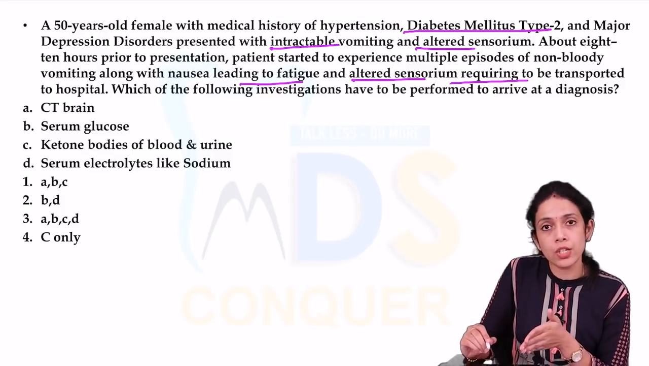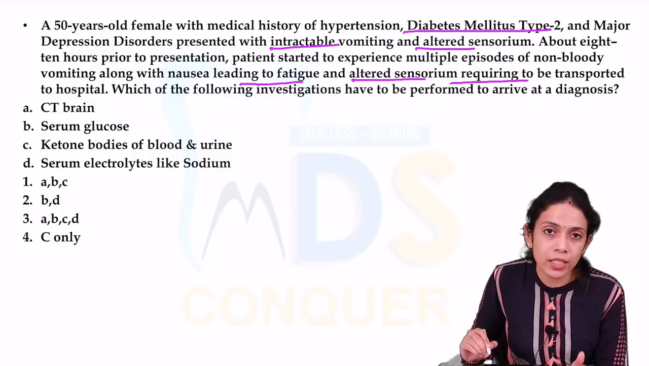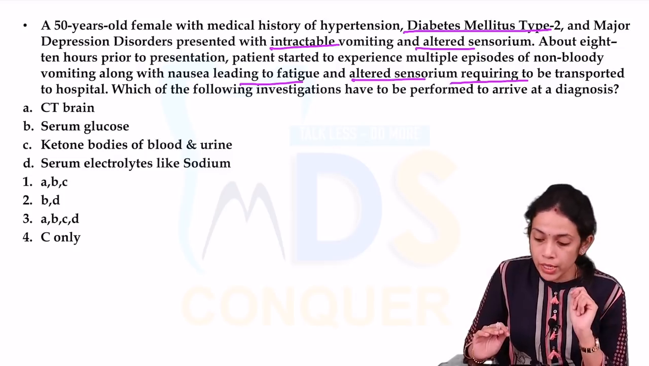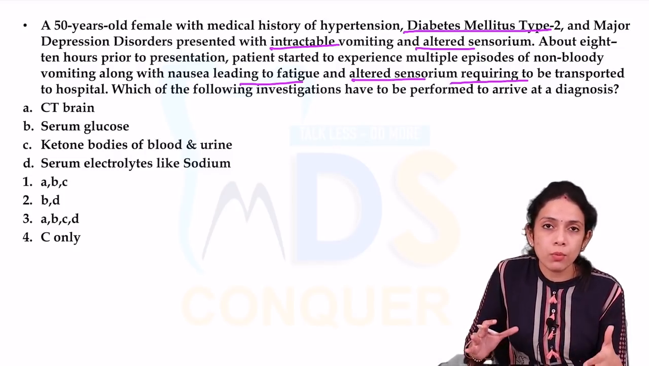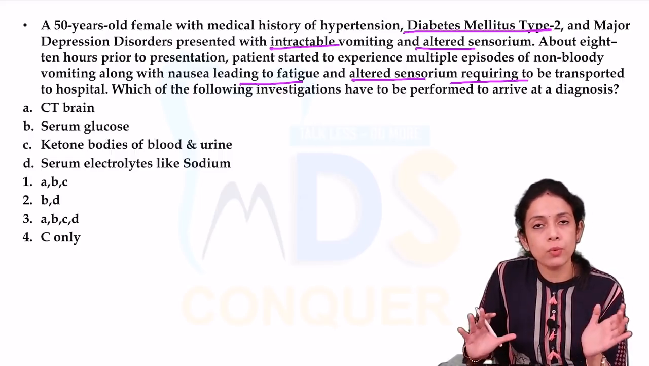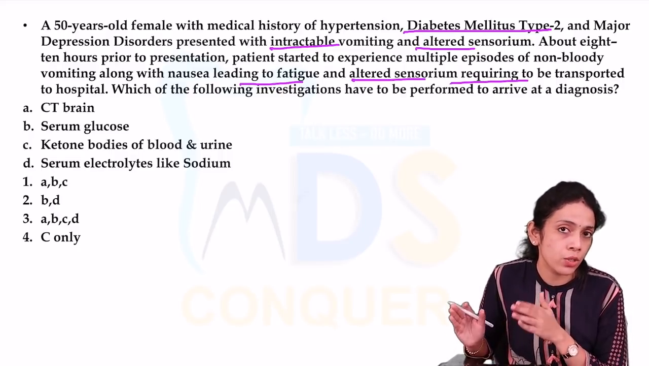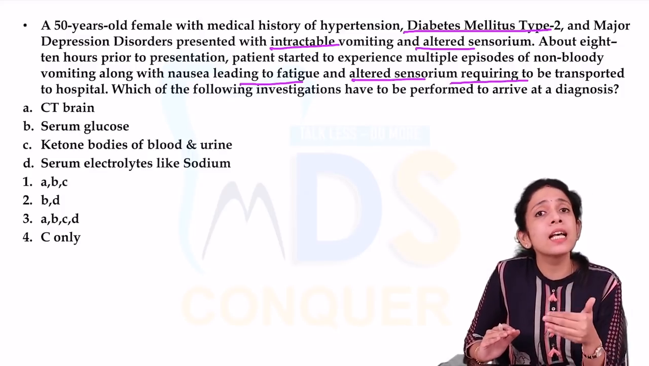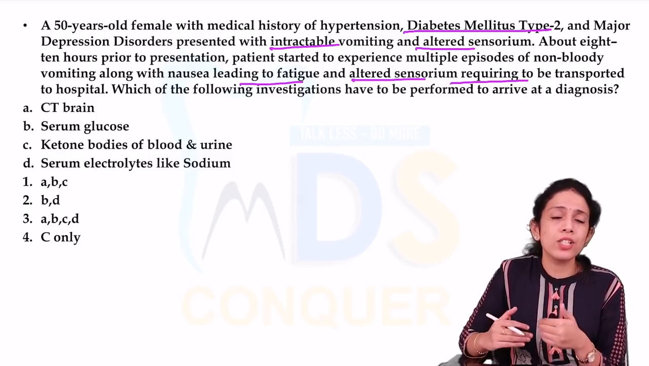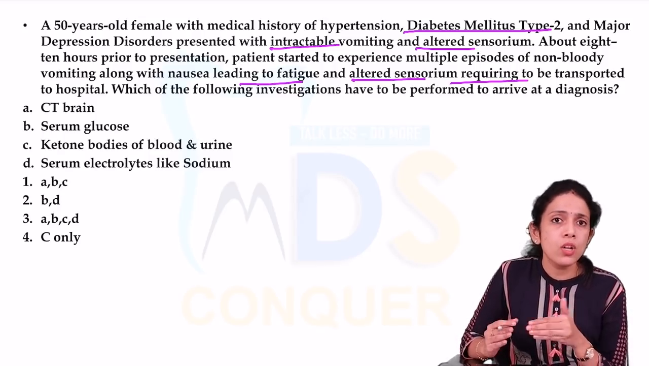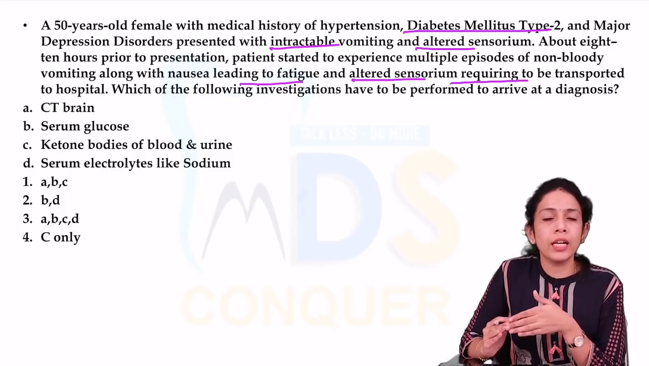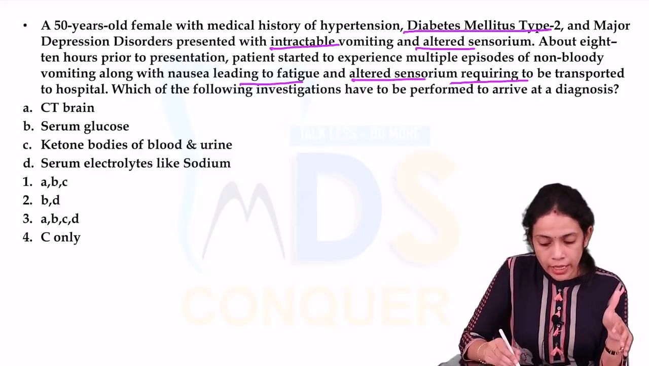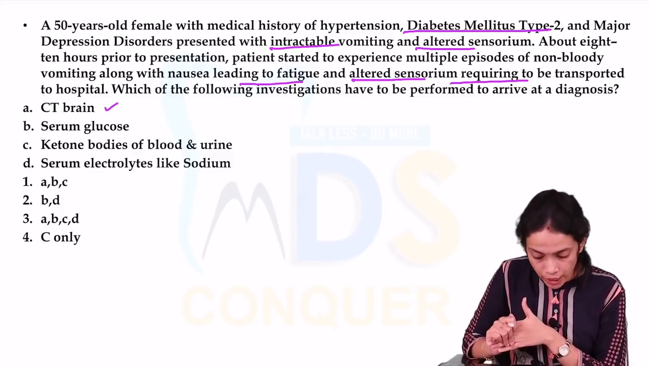Which of the following investigations do you need to perform in order to arrive at the diagnosis? Here, the patient is diabetic mellitus, number 1. Number 2, the patient is having intractable vomiting and altered sensorium, right? And the patient was so fatigued that she had to be immediately admitted to the hospital. So what investigations do you need to perform? Since there is an altered sensorium and the patient is having multiple episodes of vomiting, in order to rule out any traumatic or other problems related to the brain, it's better to take the CT or MRI of the brain.